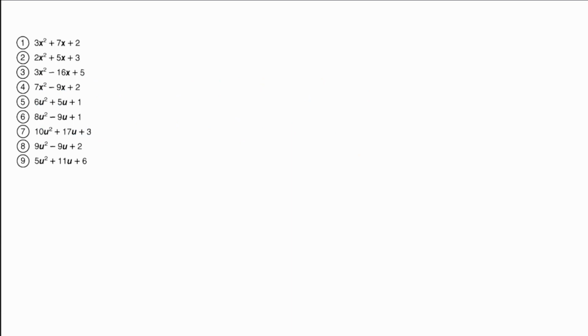Right, number 1, 3x squared plus 7x plus 2. So I need to think about two numbers. I'm going to multiply 3 and 2, and I get 6. So I need two numbers that multiply to 6 and add to 7. Okay, so that's going to be 6 and 1. Okay, so I'm going to split up the 7x into 6x and 1x.